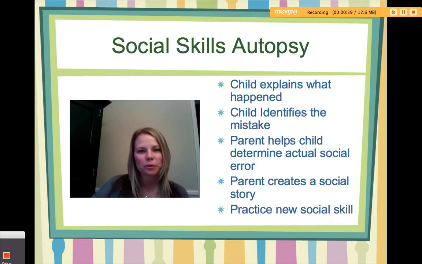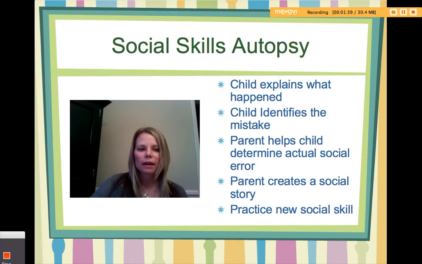In the book, It's So Much Work to Be Your Friend by Richard Lavoie, he talks about performing a social skills autopsy. And you can do this if your child was in a social situation where maybe it didn't go so well. And he talks about 5 steps you can take. First step is have your child explain what happened in the situation from his point of view, and then have the child identify the mistake that he thinks he made. And then as a parent, you want to help your child to determine what the actual social mishap was. He might be right on target with what it was, but he also might need some help with that.